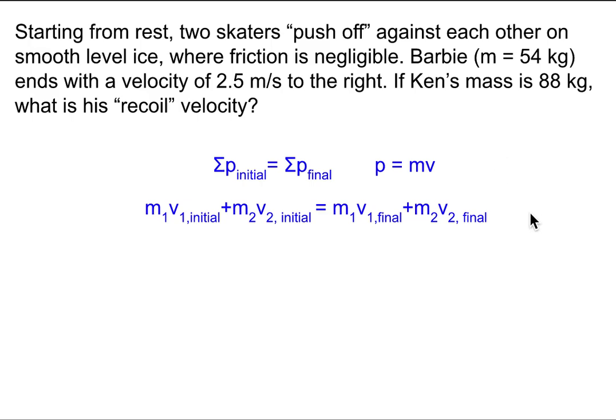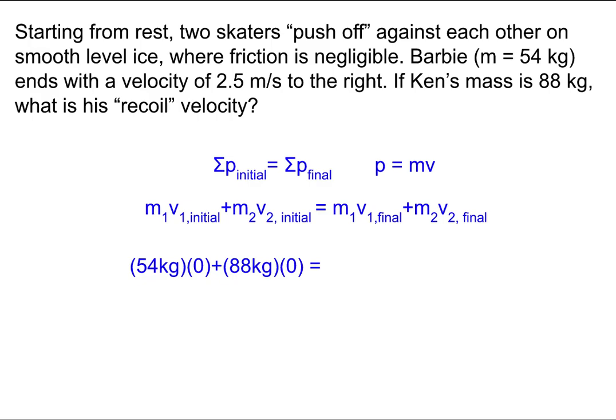Now, the key thing is that they start from rest. Not just one of the skaters, but both of the skaters start from rest. They're just standing on the ice. And so they both have an initial velocity of 0. There's no momentum to start with.